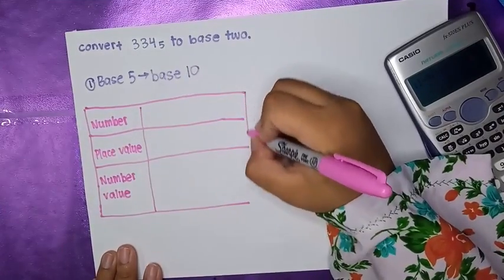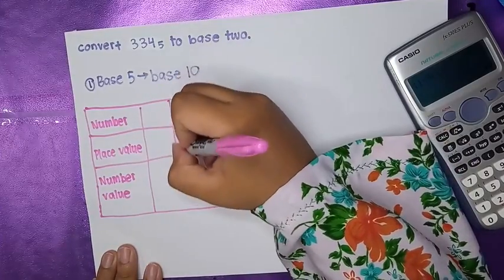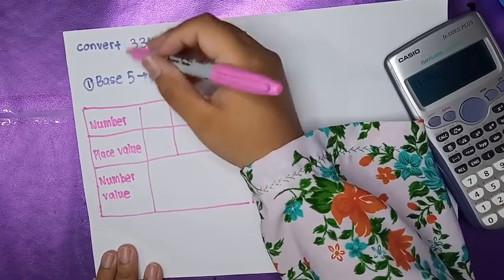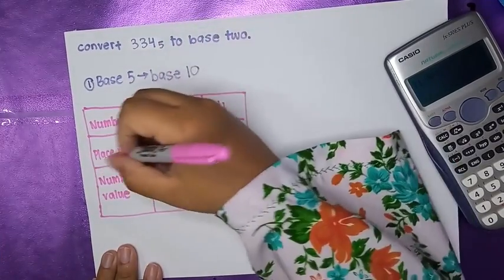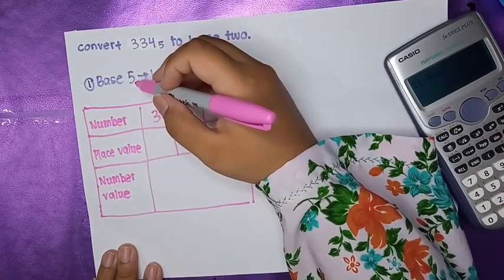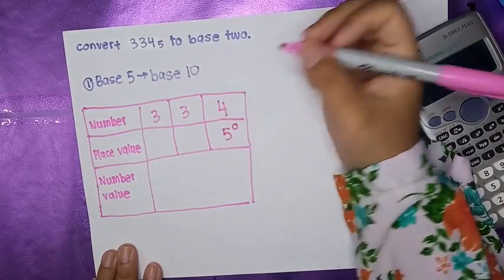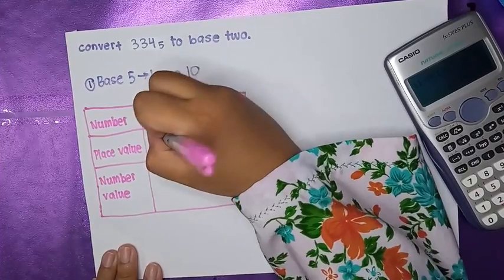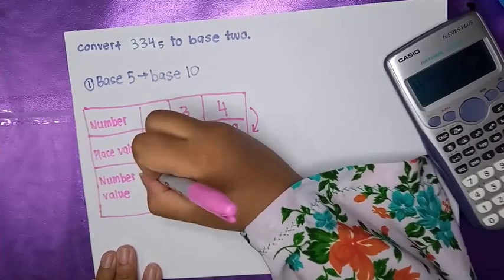Okay, close. There are 3 digits in this number. We divide by 3 box. Then we arrange the number here: 3, 3, 4. For the place value, we look at the most right, and because this is base 5, the place value is 5 power of 0, and then 5 power of 1, 5 power of 2, and then we multiply the number and the place value.